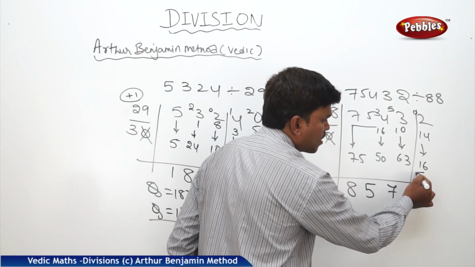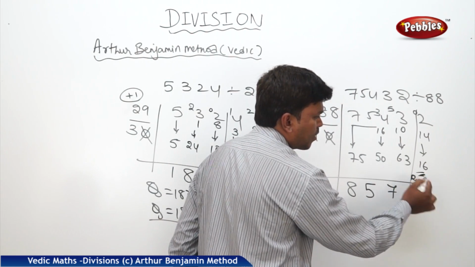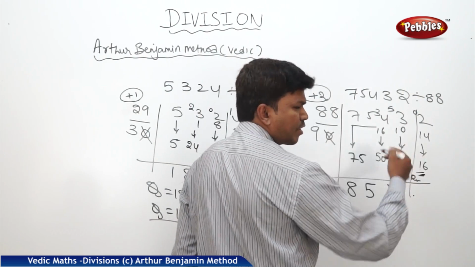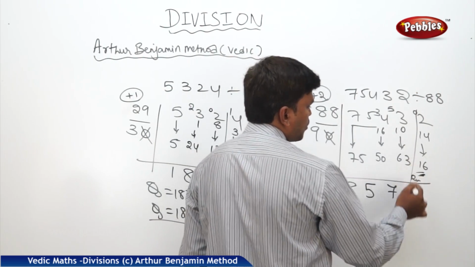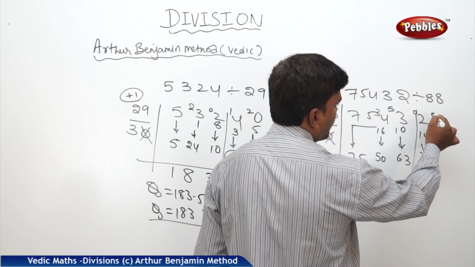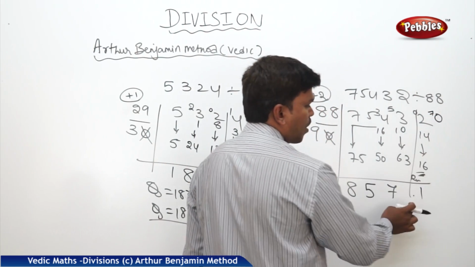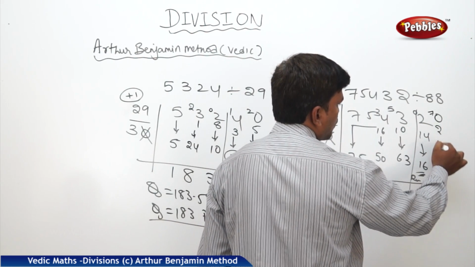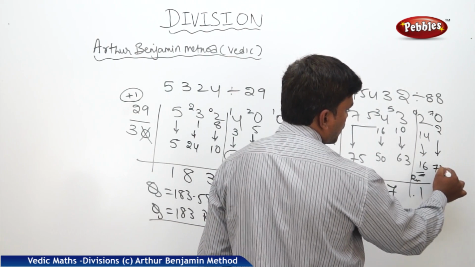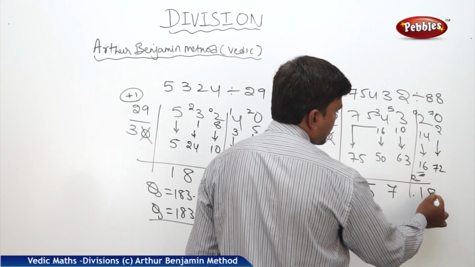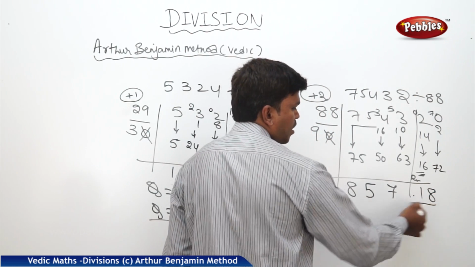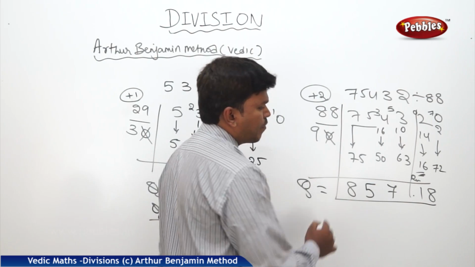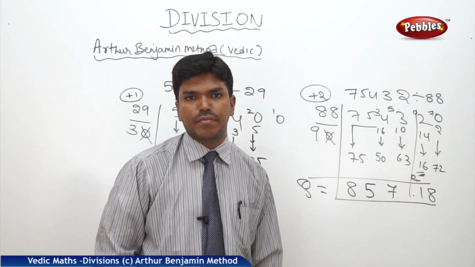See this place, especially this place, is for the remainder, but I want the answer in decimal points. So put a point. How many times do you continue like that? 9 into 1, 9. Remainder is 7. Put a 0. Anyhow, the decimal point came. So 1 into 2, 2. So 72. How many times? 8 times. So what is my answer directly? 857. What is the answer? 857.18.